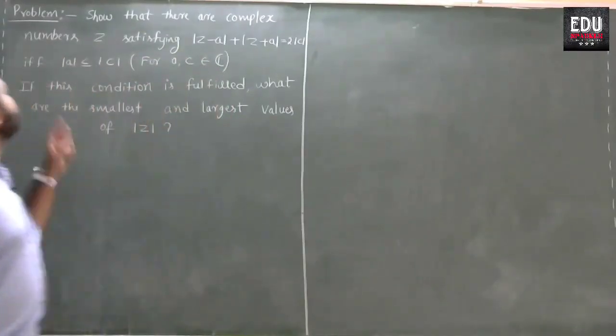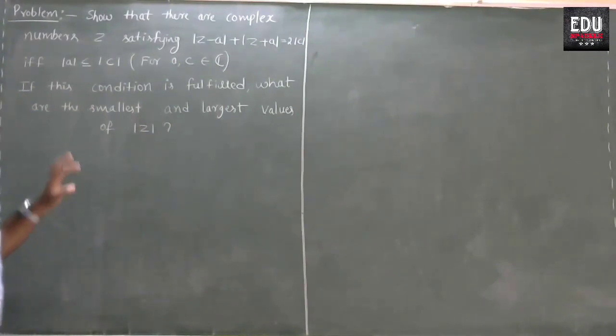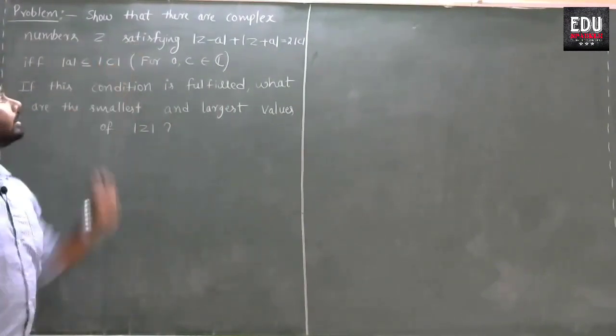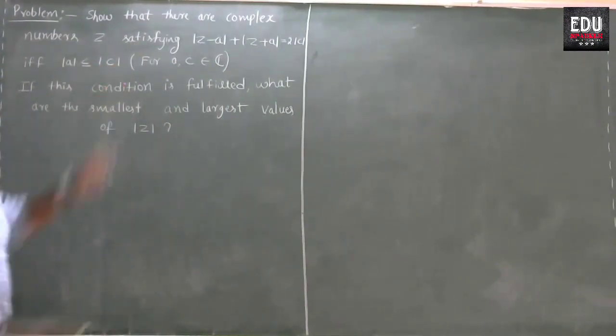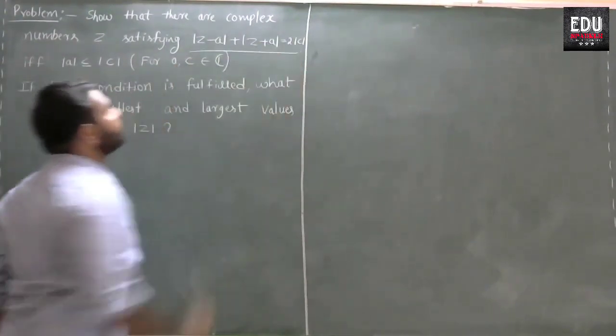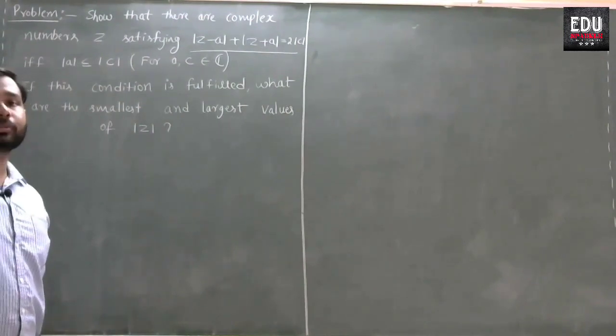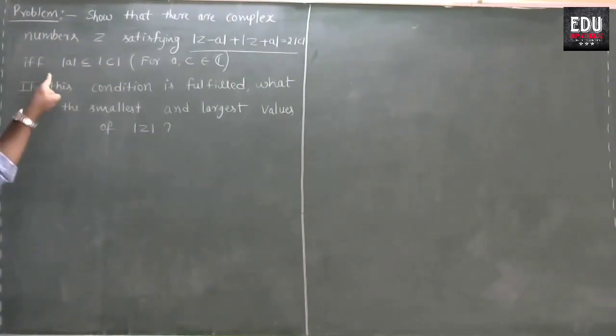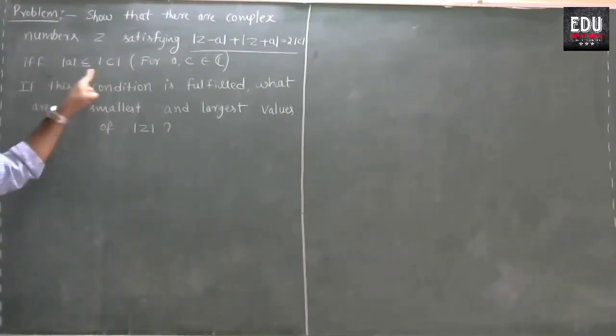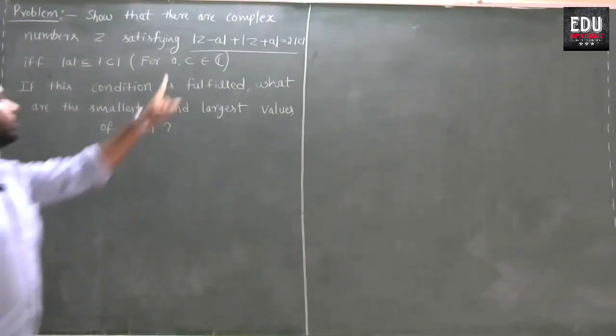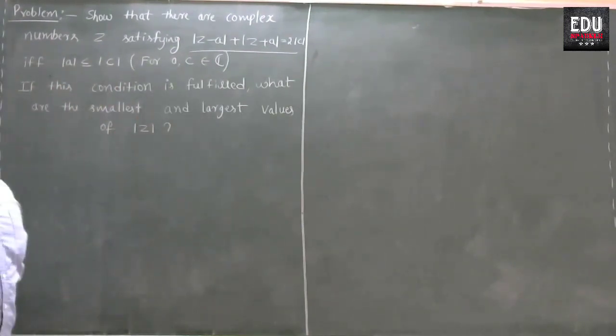In this video, we shall solve this problem. The problem is: show that there are complex numbers z satisfying the equation modulus of z minus a plus modulus of z plus a equals 2 into modulus of c if and only if modulus of a is less than or equal to modulus of c, for some complex numbers a and c.